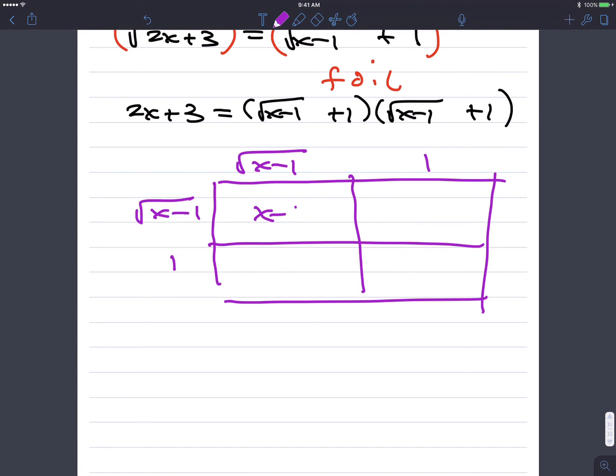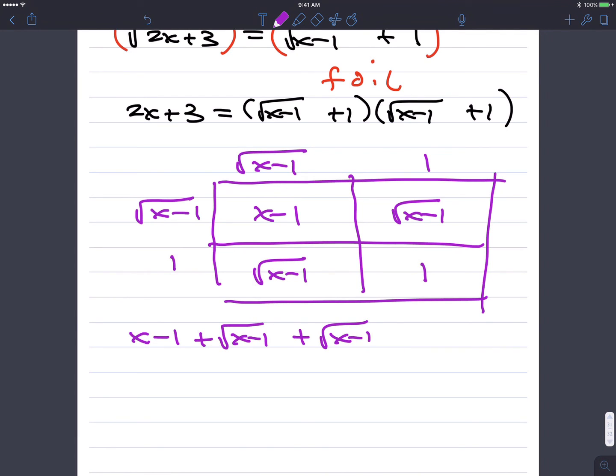First term is just x minus 1. The radical times 1 is the radical, so my own i terms are the same. It's not so bad. x minus 1 plus square root of x minus 1 plus square root of x minus 1 plus 1. My 1's cancel, and I get x plus, let's double check, x plus 2 square root of x minus 1. And that's on my right hand side.